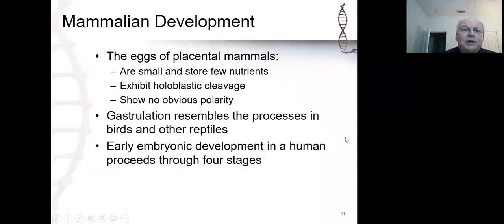So in humans, gastrulation takes place once the cell mass that is developing from the zygote makes its way down through the fallopian tubes and enters into the uterus and ultimately implants in the uterine wall. Only then does gastrulation take place.